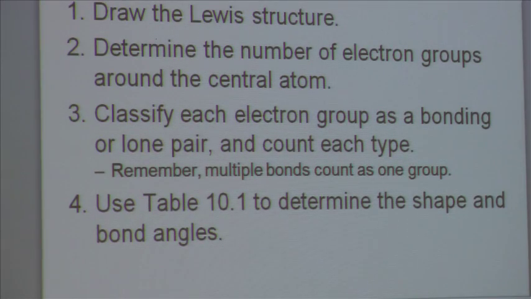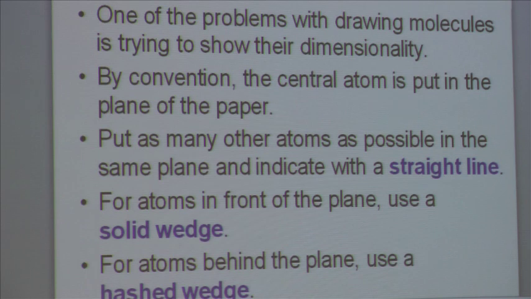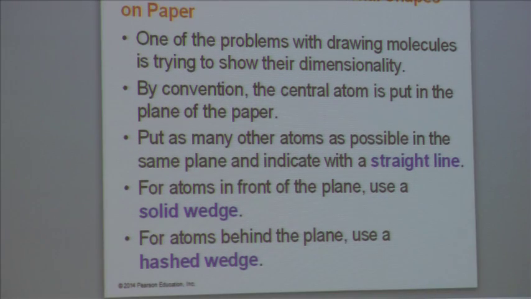So the key is first draw the Lewis structure of the central atom, determine the number of electron groups, and then classify each group as a bonding or lone pair using table 10.1. So on the paper, we want to draw and represent the three-dimensional shapes by putting the central atom on the plane of the paper and drawing straight lines to indicate bond. And for atoms in front, use a solid wedge or a hashed wedge to designate behind the plane.